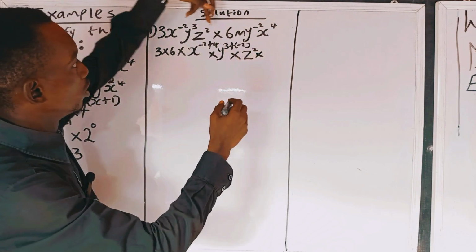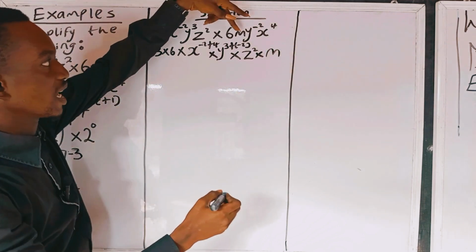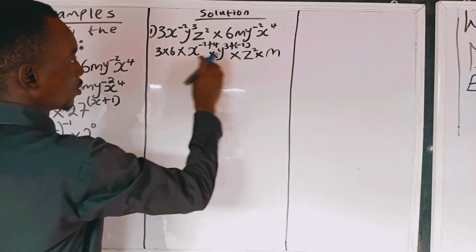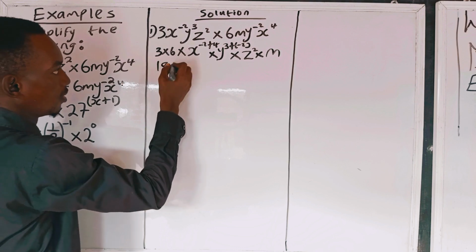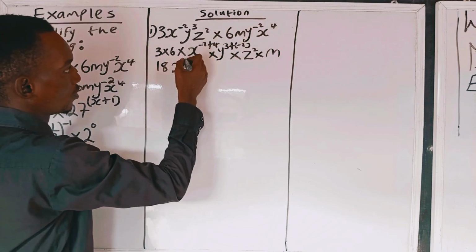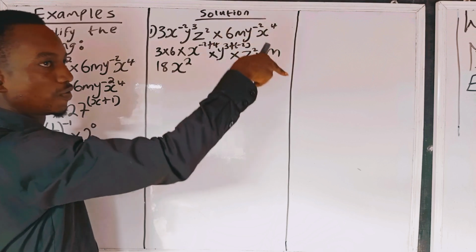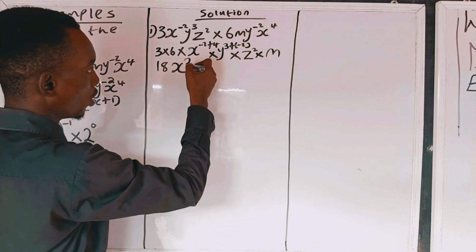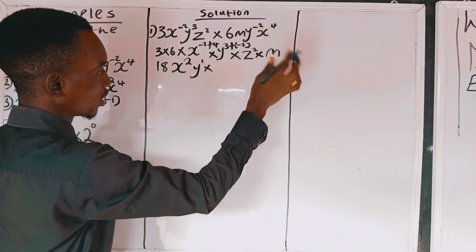Then, are we done? No, it remains m, okay? There's no m here, so it's just like saying m times 1. So they must have the same base. Now, 3 times 6 is what? 18. Then x to the power of negative 2 plus 4, that gives us what? 2. Then y, 3 plus negative 2, that gives us what? 1. So that's y to the power of 1. Then times z squared times m.